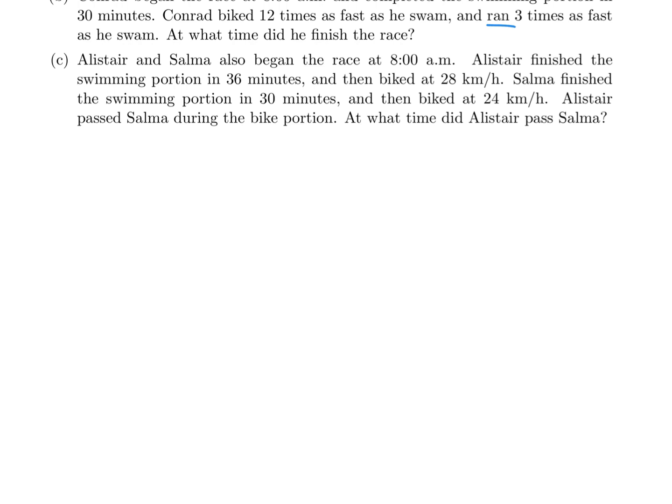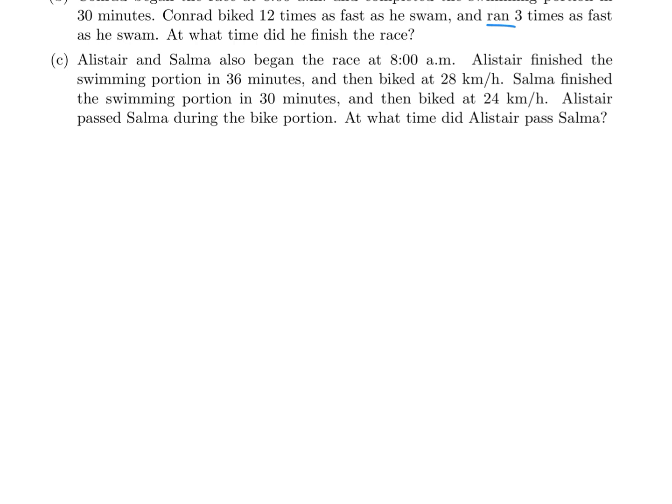Alistair and Salma also began the race at 8 a.m. Alistair finished the swimming portion in 36 minutes and then biked at 28 kilometers per hour. Salma finished the swimming portion in 30 minutes and then biked at 24 kilometers an hour. Alistair passed Salma during the bike portion. At what time did Alistair pass Salma?